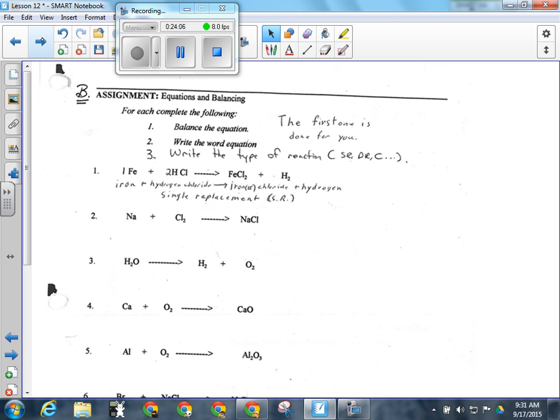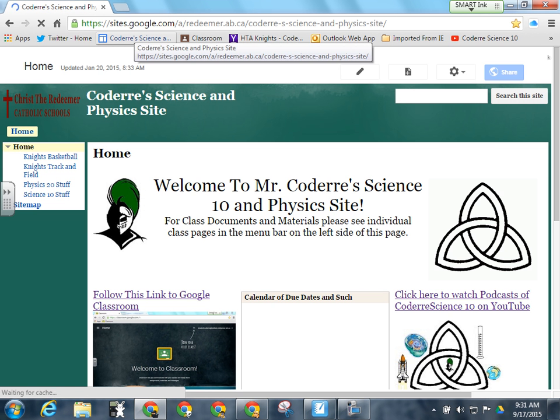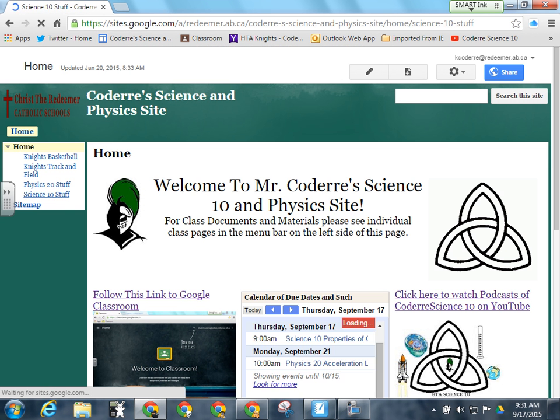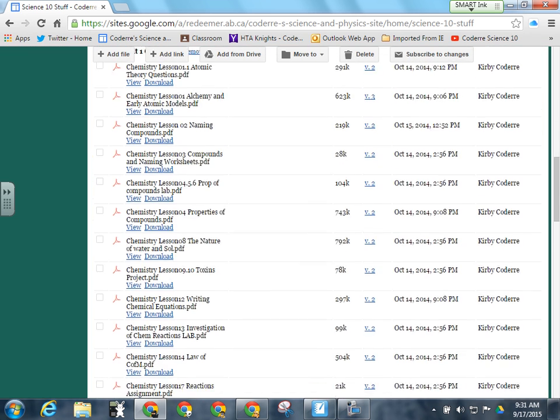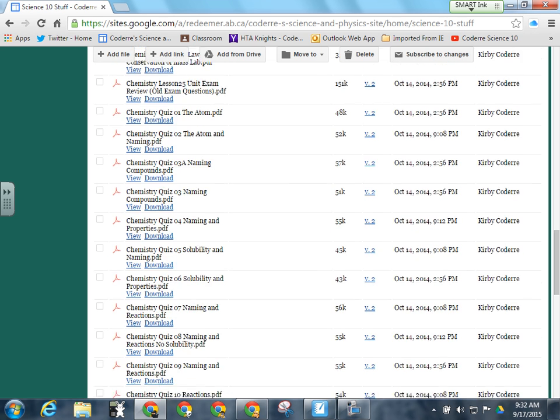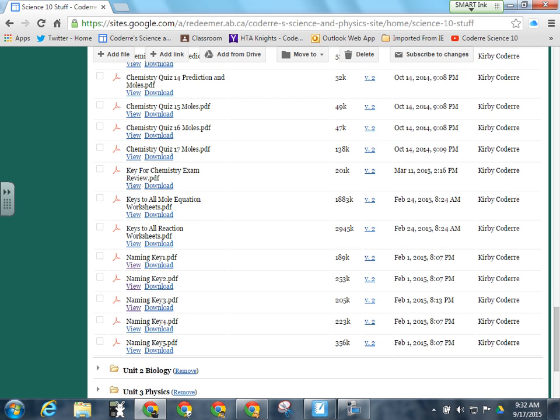Okay, so you just got this worksheet here. You can work through that if you want to check how you're doing. There is a key on the website. So you go to my website there, go to Science 10 stuff, and then in the chemistry folder, there should be one that says keys to all reaction worksheets. Keys to all reaction worksheets right here. If you click on that, the keys for all my reaction worksheets will be in there, including this one. You can kind of check and see if you're doing them right as you go.